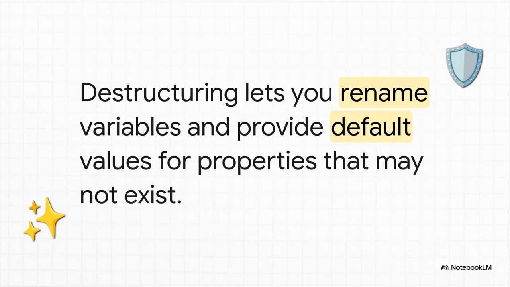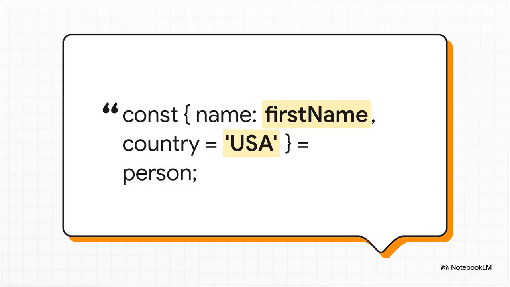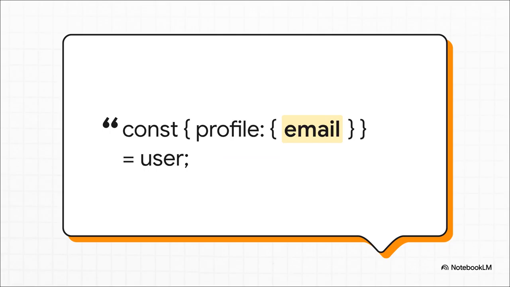But what if you need to use a different variable name? Or what if a property you're looking for might not even exist? Well, destructuring has a couple of special moves for that. This little snippet shows both moves in action. First, see the colon? We're taking the name property but renaming it into a new variable called firstName. This is perfect for avoiding any naming conflicts in your code. Second, we're setting a default value for country. If our person object doesn't have a country property, our new variable will get USA by default instead of just being undefined. Super useful.